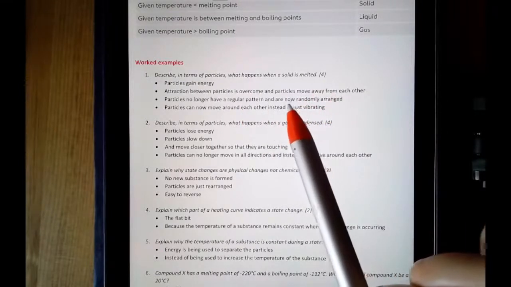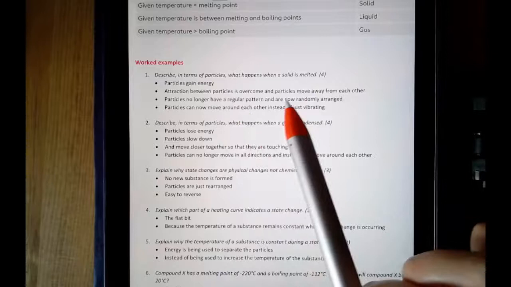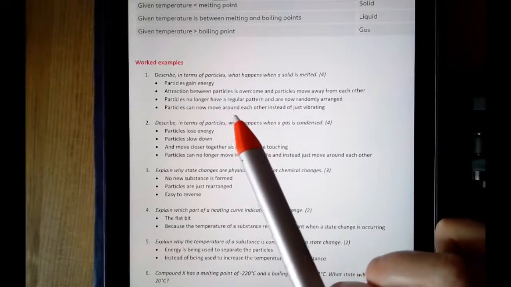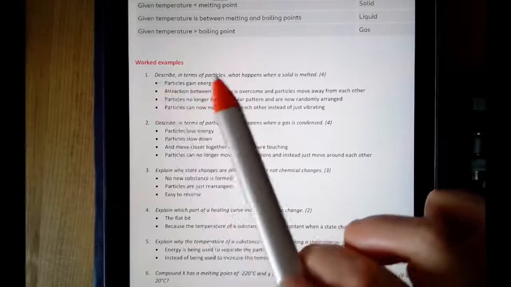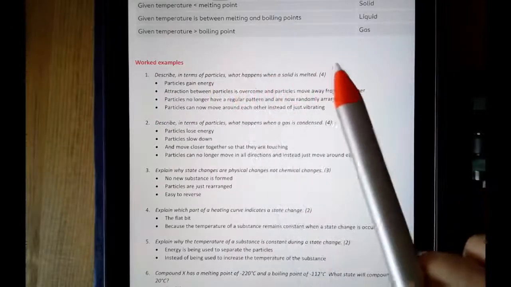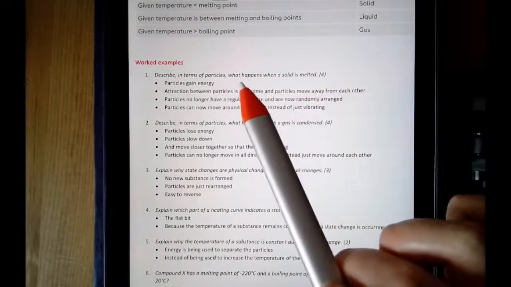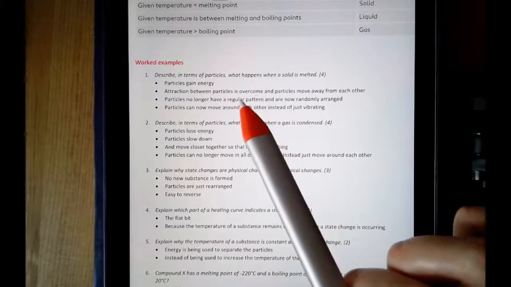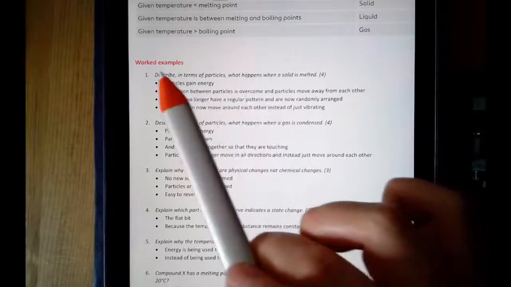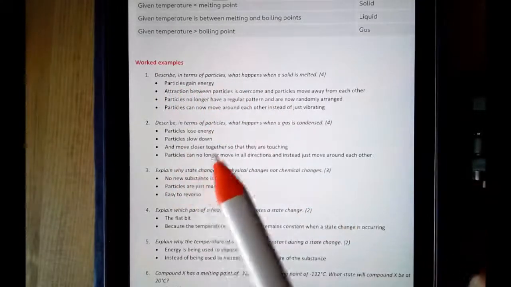And then in terms of the movement, as a solid, they were only able to vibrate, but as a liquid, they can now move around each other. Okay, so in terms of particles, if you go from a solid to a liquid, you're going to change the arrangement of the particles, you're going to change the movement of the particles. And this all happens when the particles gain energy.